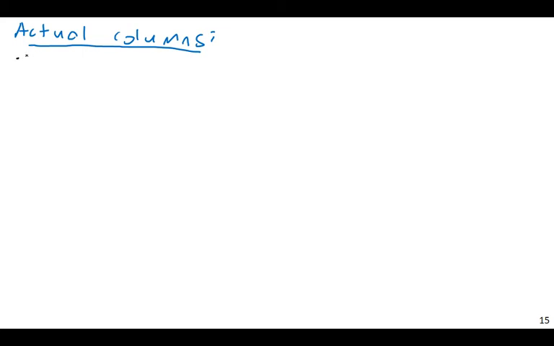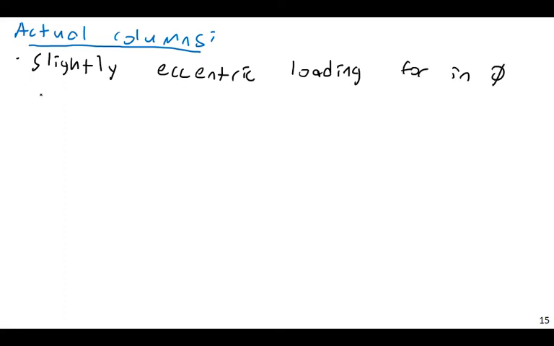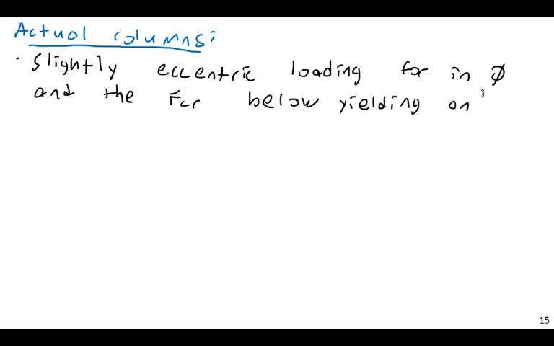So slightly eccentric loading is going to be accounted for in our phi factor. And this is why we need a phi factor, but we also have some other things accounted for in the actual equations of reduced stress. Slightly eccentric loading is accounted for in phi and in the allowable stress equations, the FCR equations, I should say, the critical stress equations below yielding and Euler.